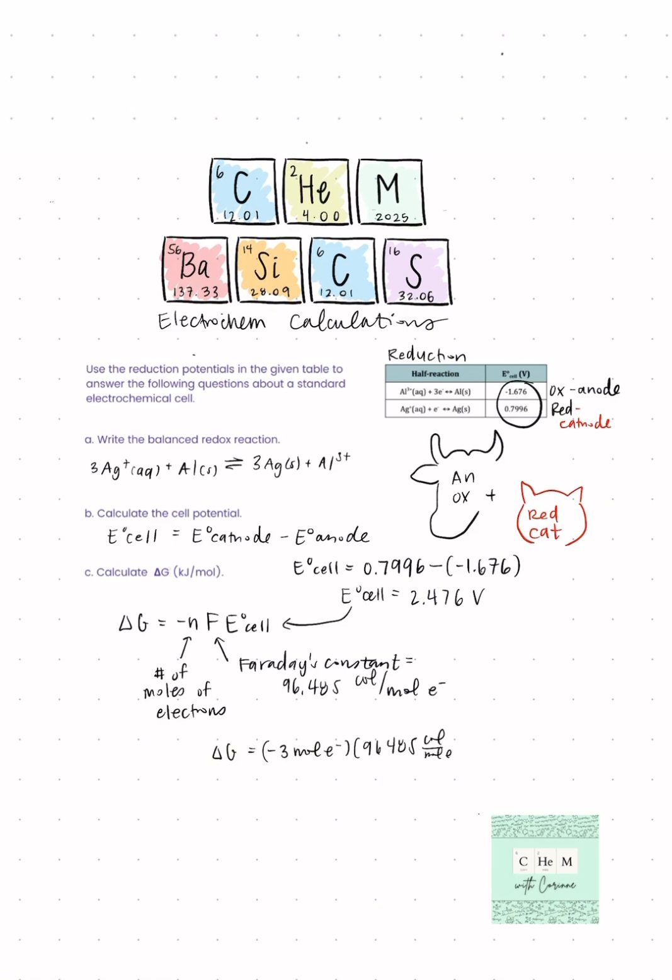Units can get tricky, but thankfully this is on your formula sheet. 1 volt is equal to 1 joule per coulomb. And you are just going to plug and chug, making sure that your units are appropriate. So in this case, most of the time you'll end up dividing by 1,000 to change that into kilojoules, indicating a thermodynamically favorable process.